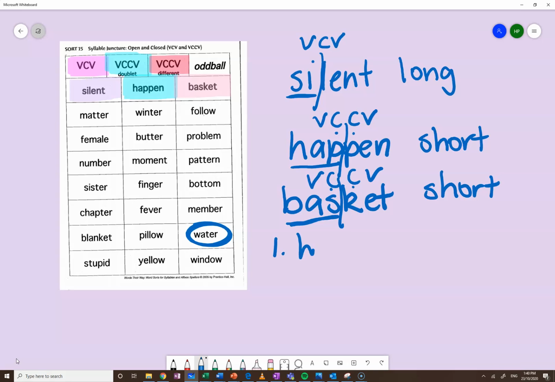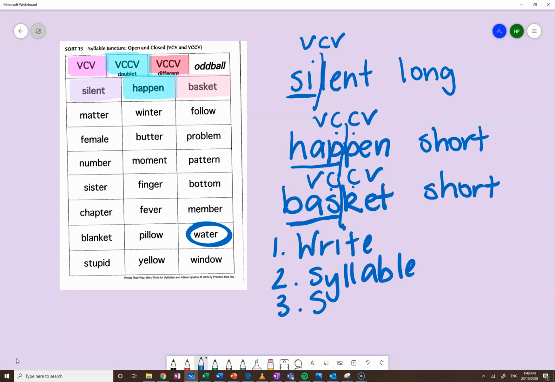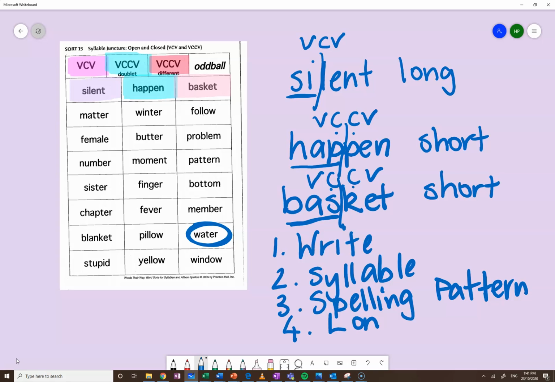So number one, write out the word. Two, find the syllable juncture. Three, spelling pattern. Four, long or short vowel sound in the first syllable. And five, colour code.